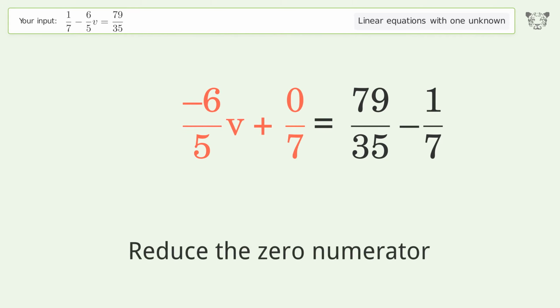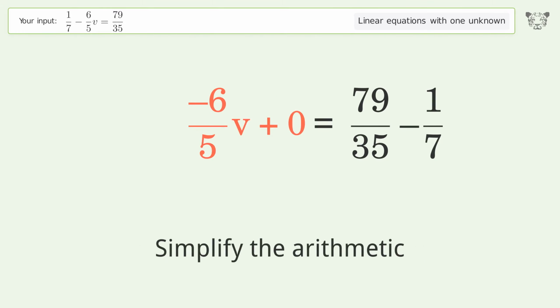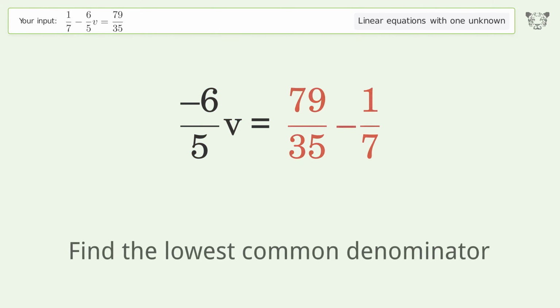Reduce the zero numerator. Simplify the arithmetic. Find the lowest common denominator.